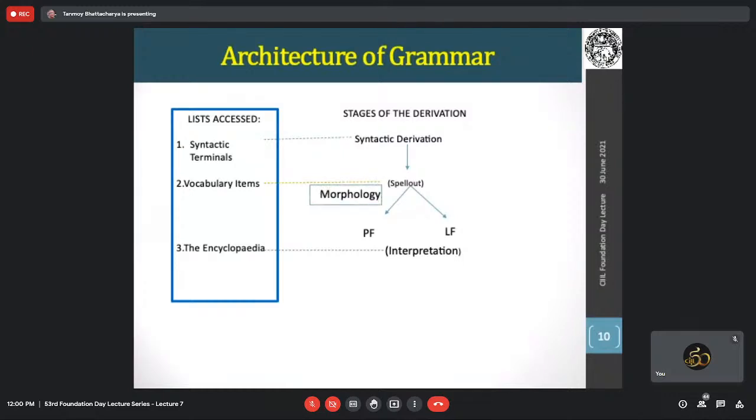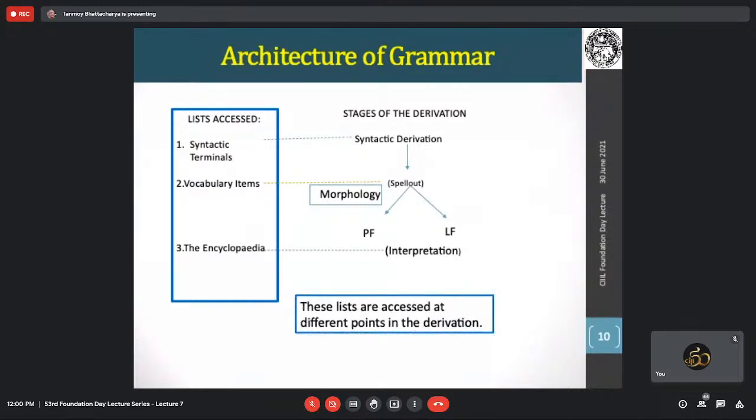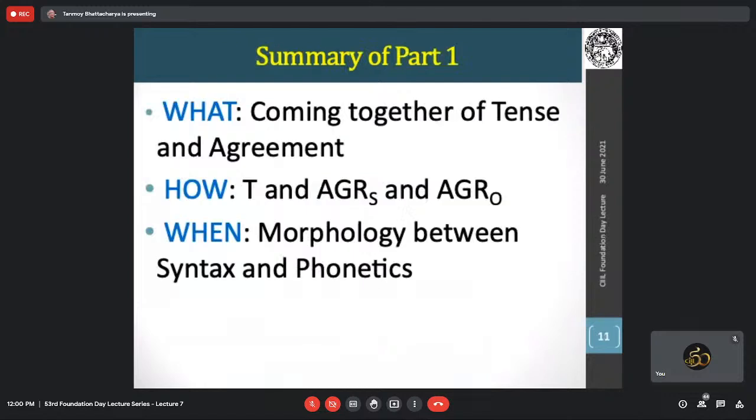So the important part is this morphology appearing between the surface structure and the phonetic form. And vocabulary items are inserted based on morphology. So these lists are accessed at different points in the derivation. Okay, so this is a summary of the first part of the talk, which was an introduction to the mainstream agreement theoretical overview. That is the coming together of tense and agreement, AGR-S and AGR-O, and morphology between syntax and phonetics.